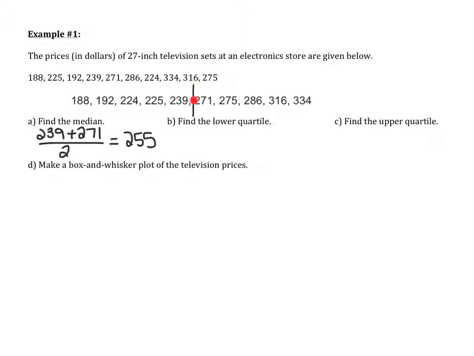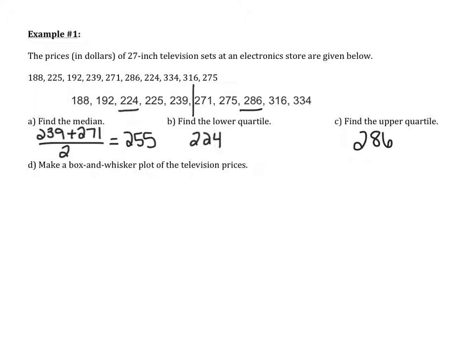So now to find the lower quartile, that means the middle of the lower half. Since the median divides it in half, we're just looking at these numbers. So the middle number here, there's 1, 2, 3, 4, 5 numbers. So that means my third number in is the middle. So my lower quartile would be 224. And then for part C, for the upper quartile, again, I'm finding the middle of 5 numbers. So this number would be the middle. So the upper quartile is 286.